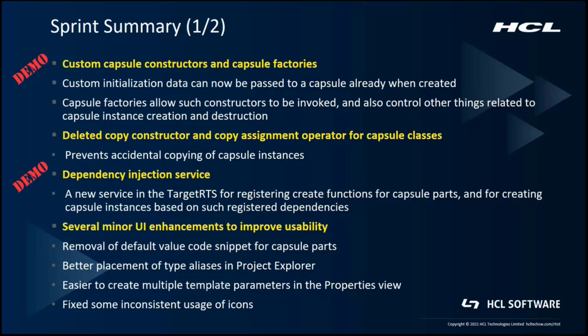Then we did several minor enhancements to the UI to improve usability. So for example, we have got rid of the default value code snippet for capsule parts since that was never used by the code generator. We also fixed the placement of type aliases in the Project Explorer, so now they appear next to other types. We fixed an issue in the properties view for template parameters, so now it's easier to create multiple template parameters just by repeatedly clicking on the button in the property page toolbar. And there were some other inconsistent usages of icons that we also corrected.